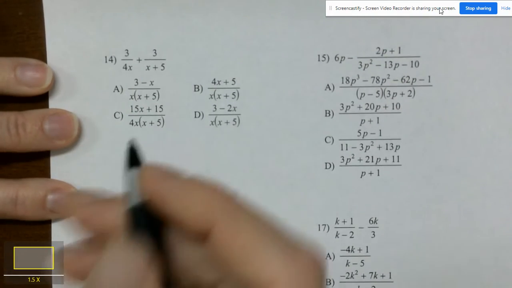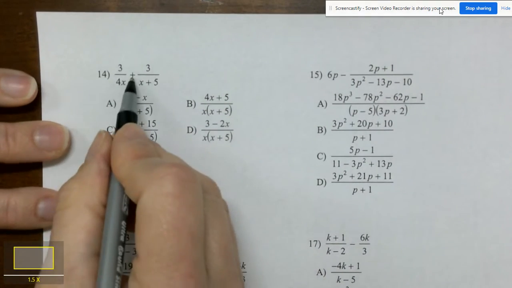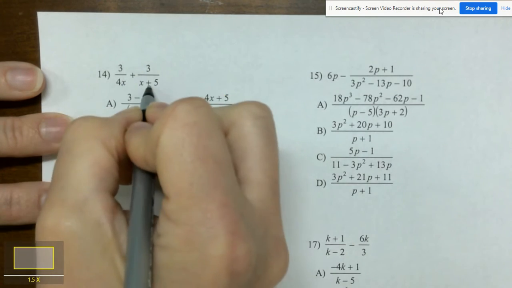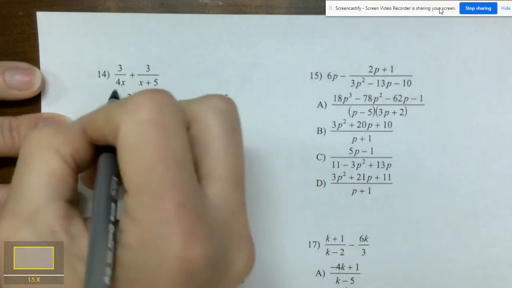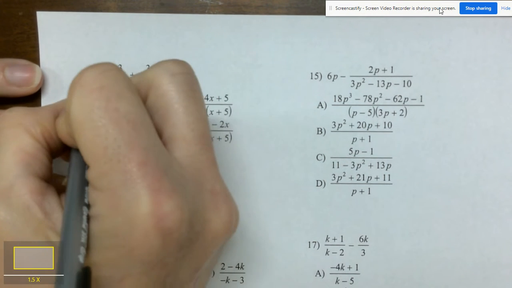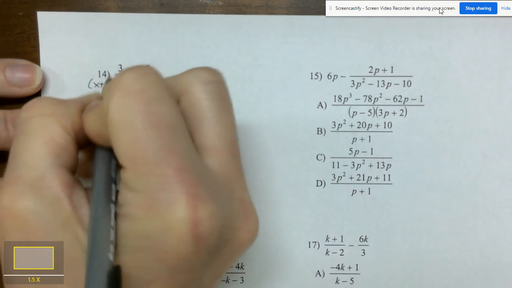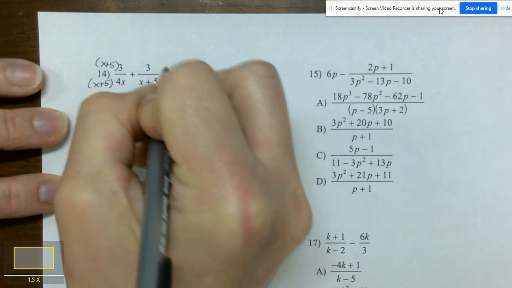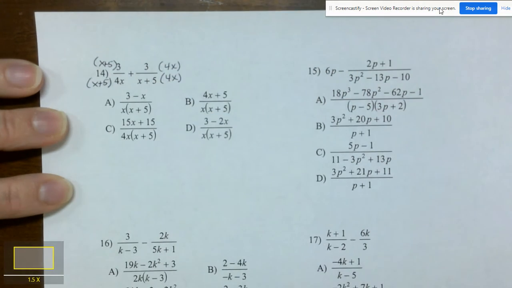Okay, let's keep going with number 14. Okay, so here we are adding. We see 4x here and x plus 5 here. So we're going to have to use both of those. So we're going to multiply top and bottom here by x plus 5 and multiply by 4x top and bottom on that side.